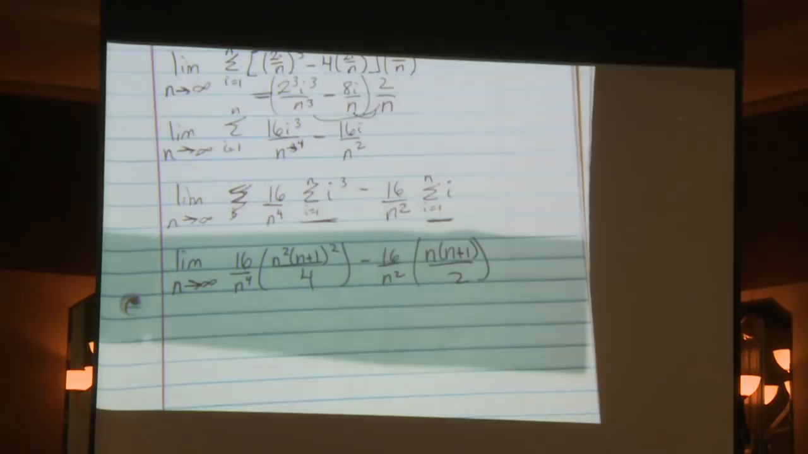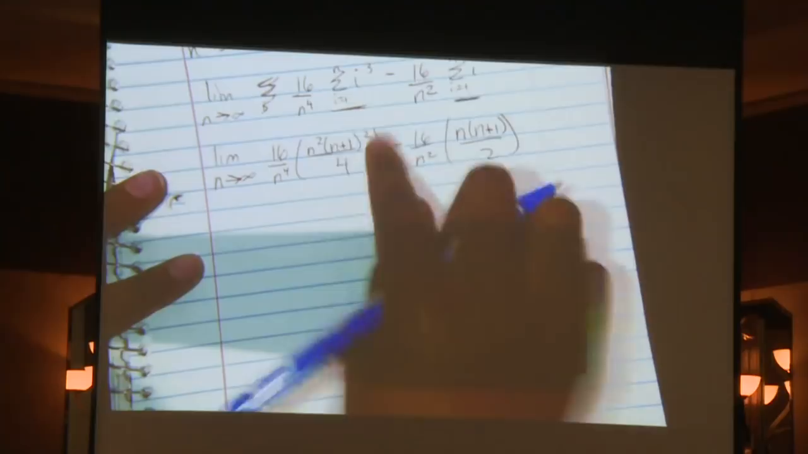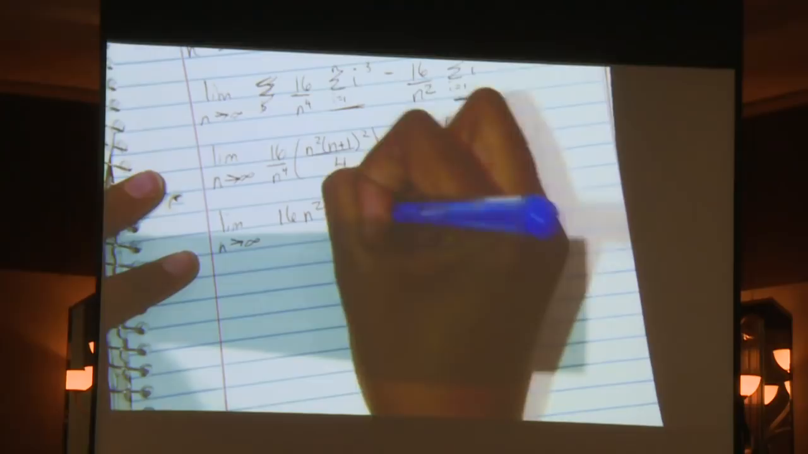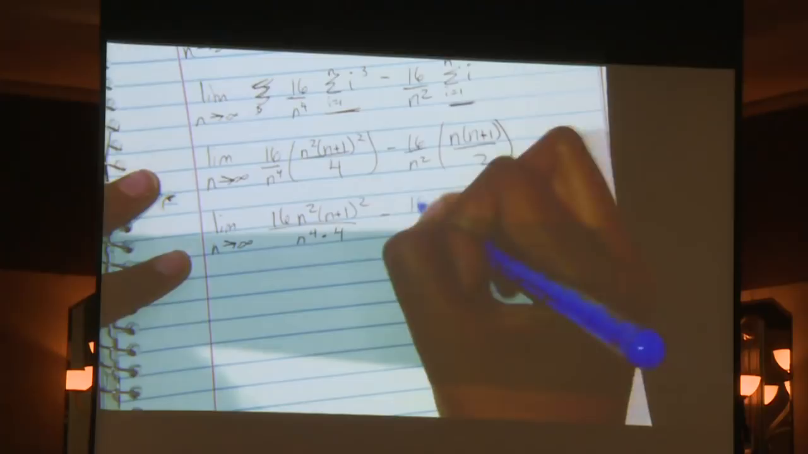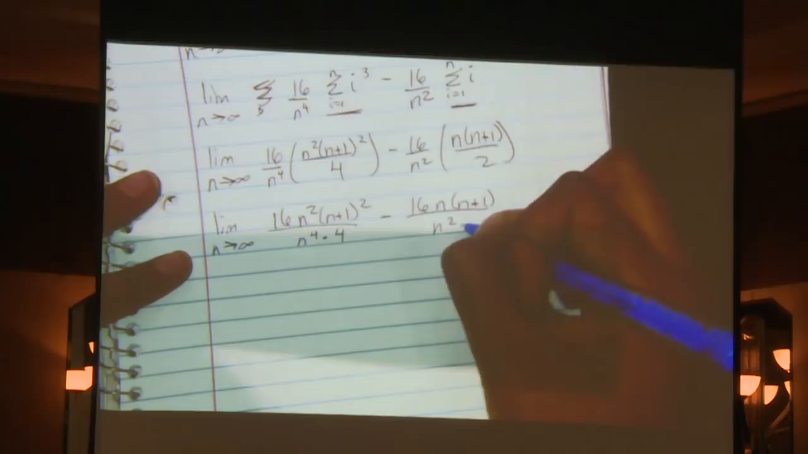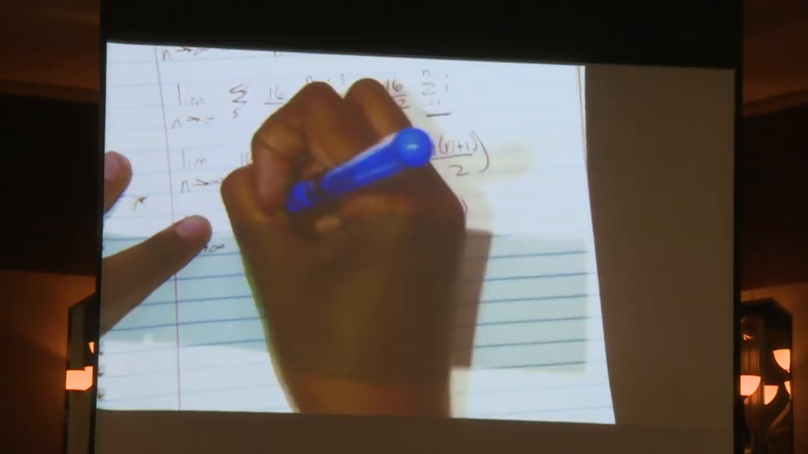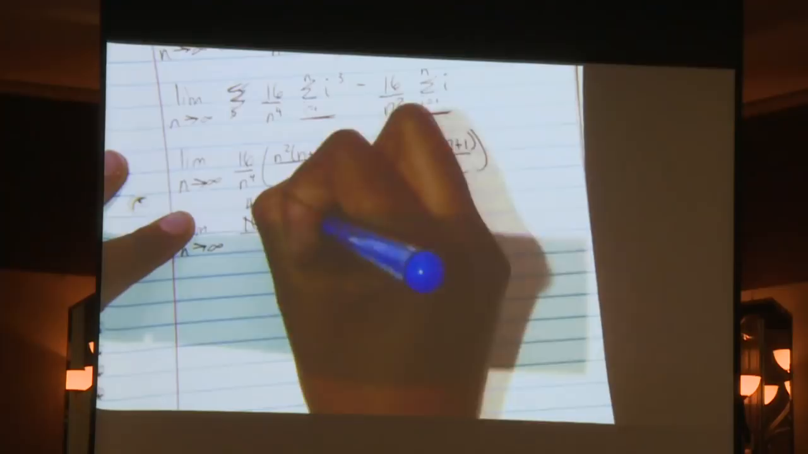So I have my summations, and I'm going to go ahead and factor those, but I'm not going to completely factor this because it would make it a little bit harder. I'm going to put everything together. So 16 n squared times n plus 1 squared over n to the fourth times 4, minus 16 times n plus 1 over n squared times 2. So I can cancel some things out. I can take out this 4, and if I divide it by 4 on the top, I get 4. I can divide by this n squared, that goes away, and this exponent goes to 2. Clear? Makes sense so far?